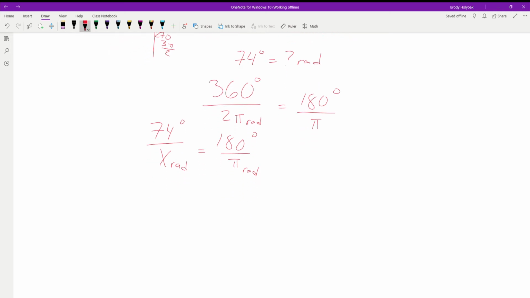So we end up with 74 times pi is equal to 180 times X. We divide this over. So 74 pi over 180 is equal to X. And we're going to divide by 180 pi, which we'll invert and multiply. So in this case, 74 goes into 180 how many times?